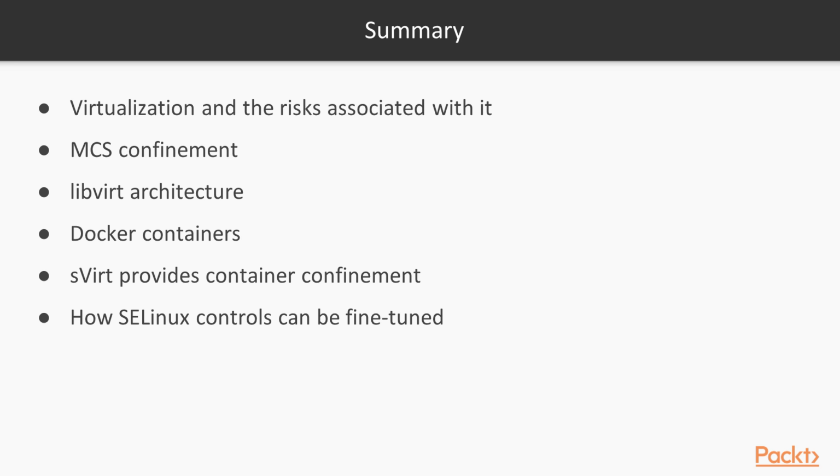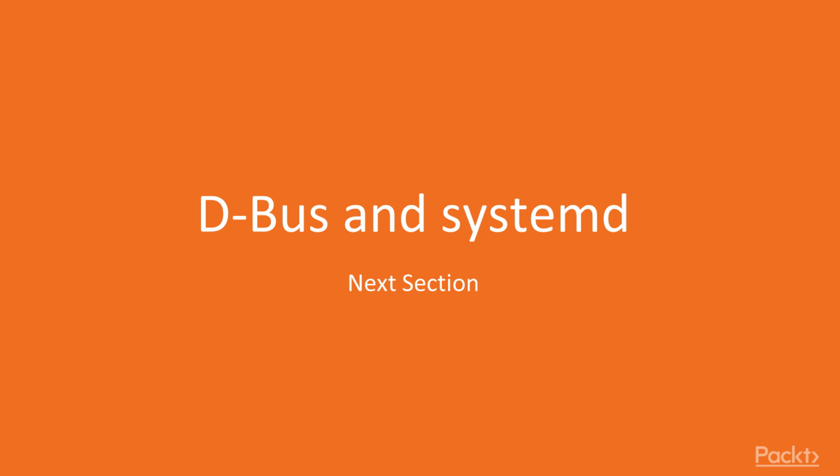In this section, we looked at virtualization and the risks associated with it. Also, we had a look at MCS confinement. Next, we covered the libvirt architecture. Finally, we looked at Docker, a popular container technology, and how here too svirt can provide container confinement, both from an access control approach as well as isolation. Here too we looked at how the various SELinux controls can be fine-tuned by administrators, ranging from defining the domain label of a container up to volume-mounted SELinux labeling. In the next section, we'll look at another pair of SELinux-aware technologies, dbus and systemd.